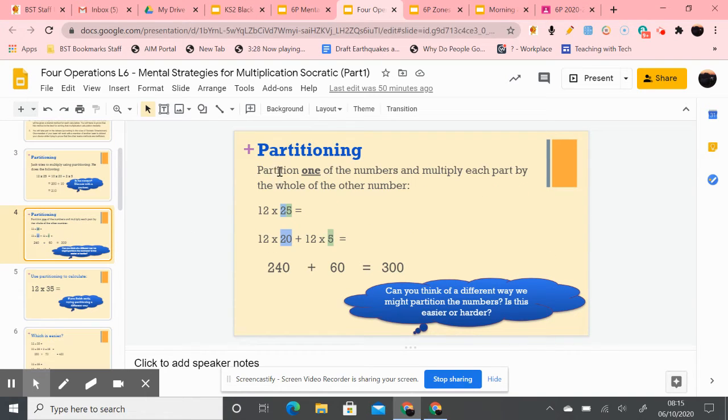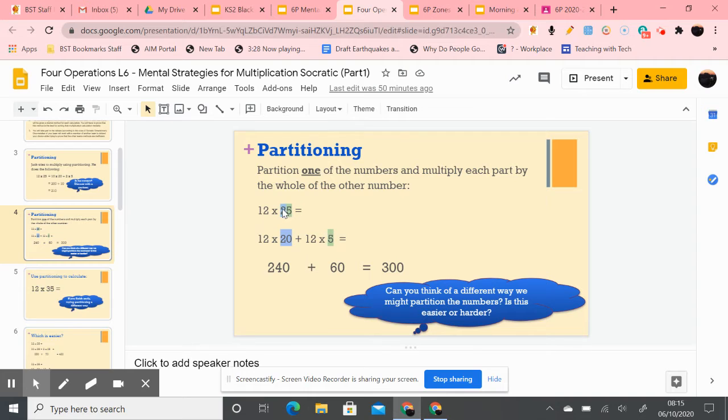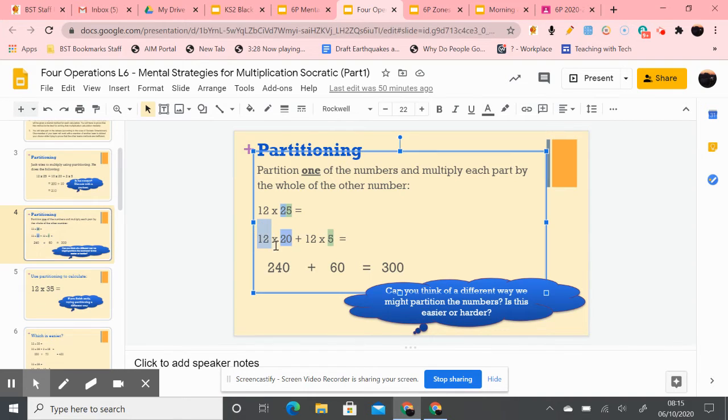So, partition one of the numbers and multiply each part by the whole of the other number. I'm going to leave 12 because that's quite a low number, I don't really need to partition that. Instead, I'm going to partition just the 25. So I'm going to keep 12 here, and then I'm going to partition 25 into two tens, or 20, and the 5 goes over here. So it becomes 12 times 20 plus 12 times 5.